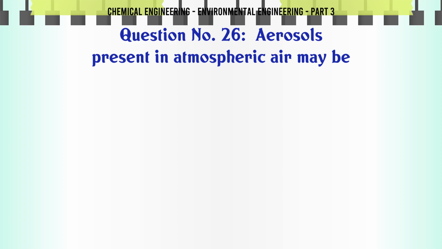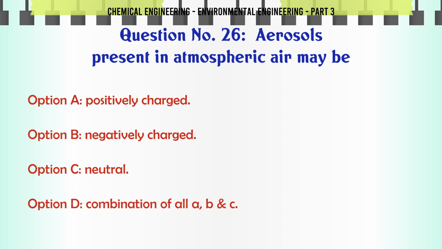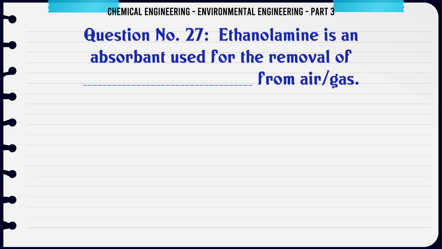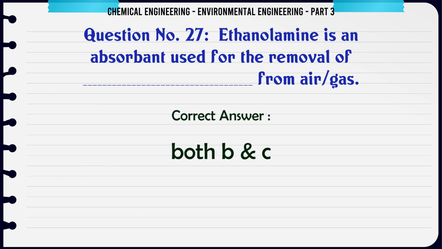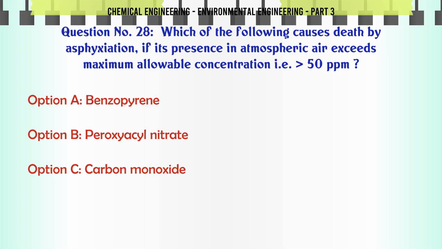Aerosols present in atmospheric air may be A. Positively charged. B. Negatively charged. C. Neutral. D. Combination of all ABC. The correct answer is combination of all ABC. Ethanolamine is an absorbent used for the removal of ___ from air or gas. A. HF. B. SO2. C. H2S. D. Both BC. The correct answer is both BC. Which of the following causes death by asphyxiation if its presence in atmospheric air exceeds maximum allowable concentration, i.e.